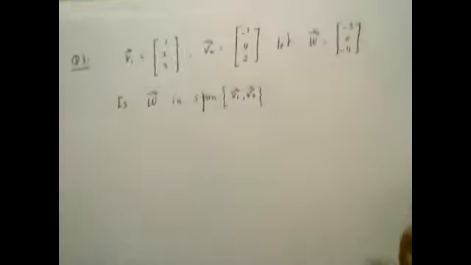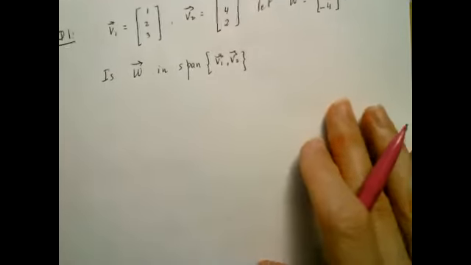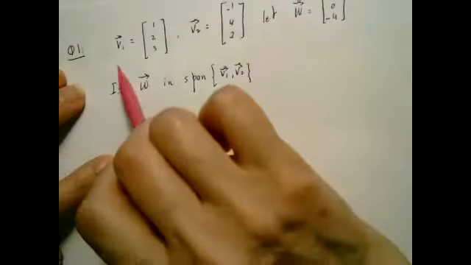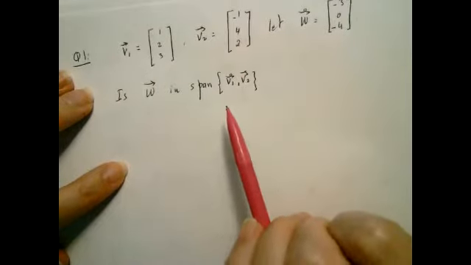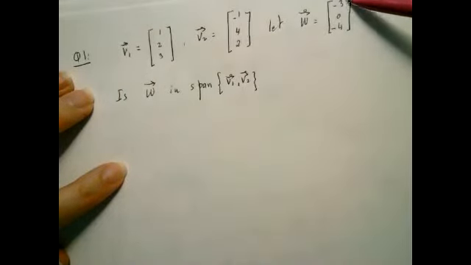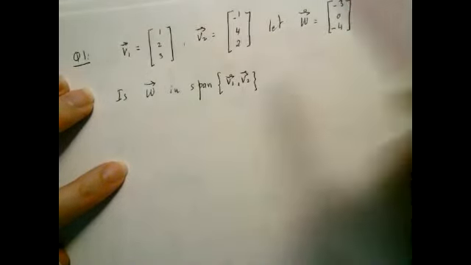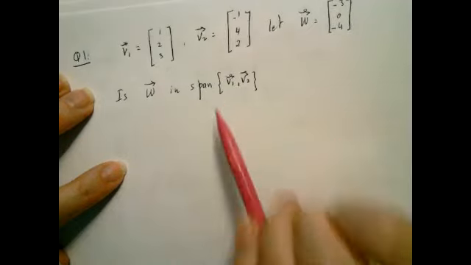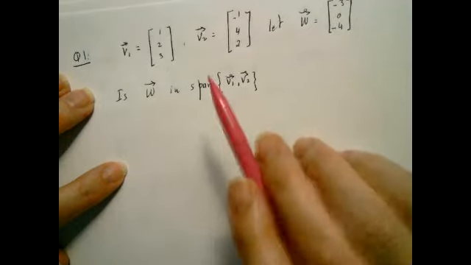Okay, thank you. All right, so now the first question is to understand the word. So question number one is, let V1 be 1, 2, 3, V2 be minus 4, 2, and W is just a vector, minus 3, 0, minus 4. My question is, is W in the span? What does it mean?